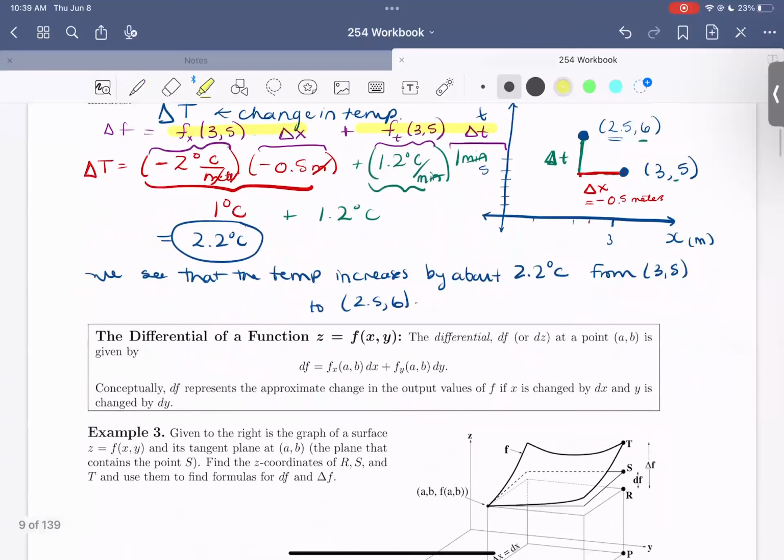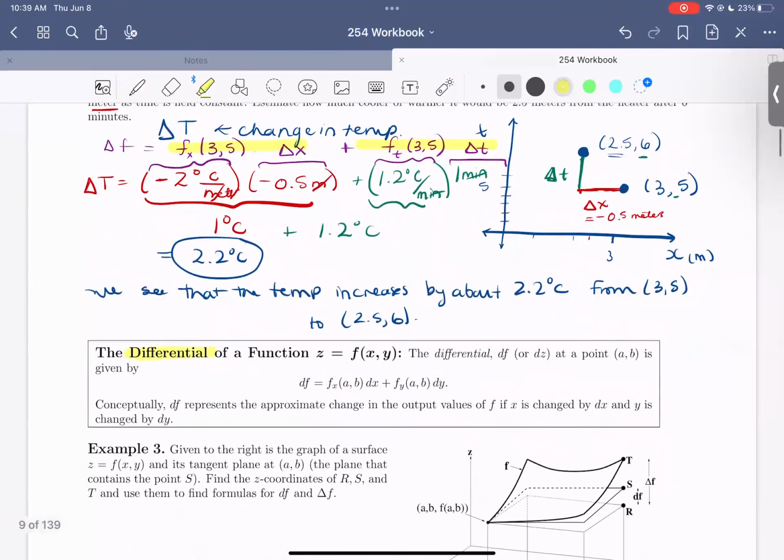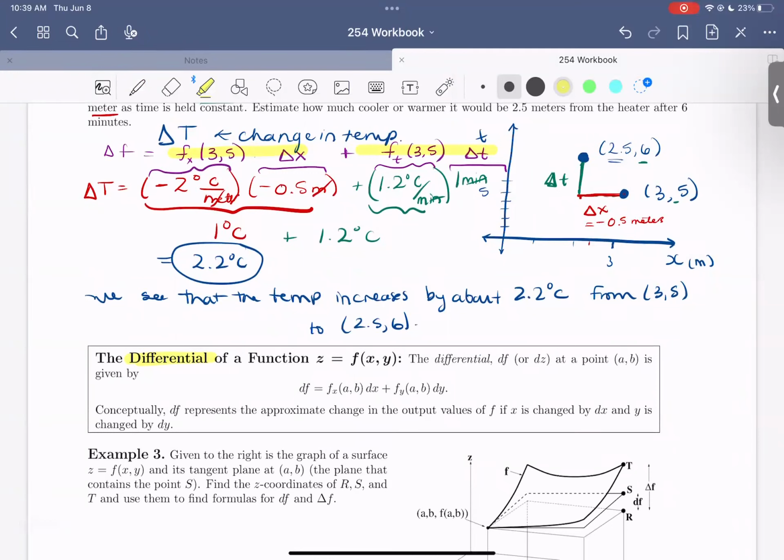So let's look at that definition, the differential of a function. If we're given a function z equals f of x, y, the differential, with notation df or dz, at a point (a, b) is given by this expression. We have df equals the derivative in the x direction at (a, b) times dx plus the derivative in the y direction at (a, b) times dy, or the change in y. Conceptually, this differential represents the approximate change in the output of f if x is changed by dx and y is changed by dy.